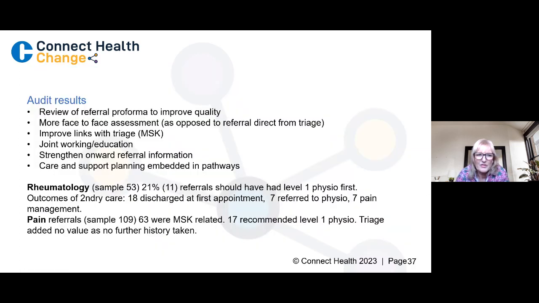So the audit results. So we have referral pro formas. So we looked at the pro forma as a group to improve the quality of that, to get better information for triage.